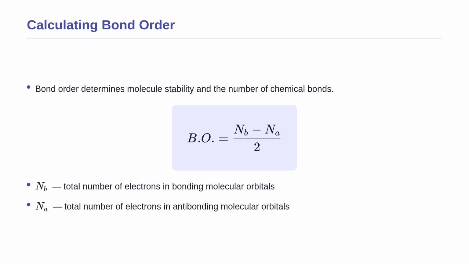To figure out if a molecule is stable enough to exist, we calculate its bond order. Conceptually, this tells us the net number of chemical bonds between the two atoms. In the formula, Nb represents the total number of good electrons sitting safely in bonding orbitals. Na represents the bad electrons trapped in anti-bonding orbitals, which try to push the atoms apart. We subtract the anti-bonding electrons from the bonding ones and divide by 2, because it takes exactly 2 electrons to make one single bond. A higher bond order means a stronger, more stable molecule.